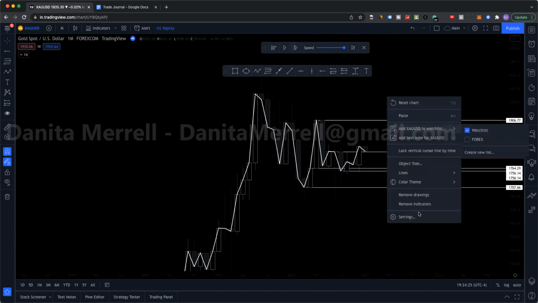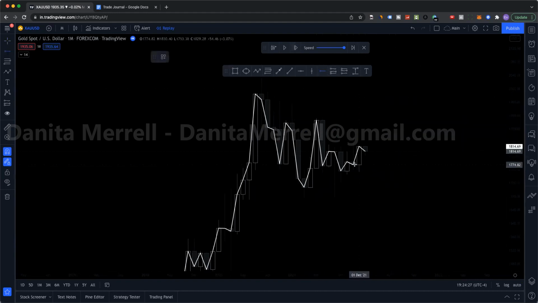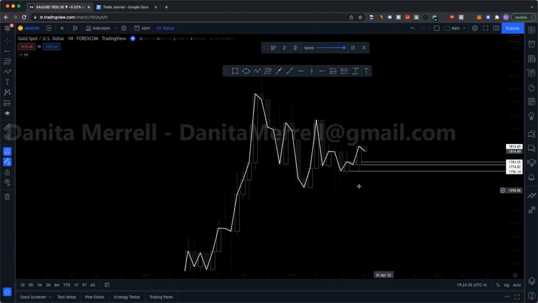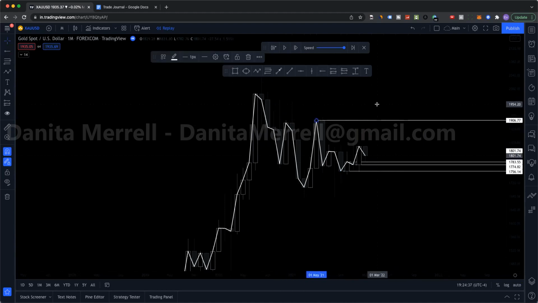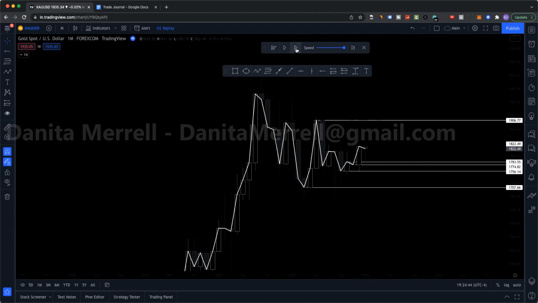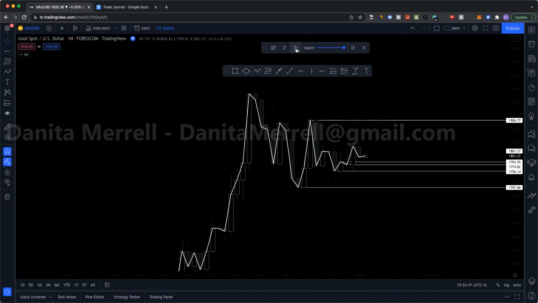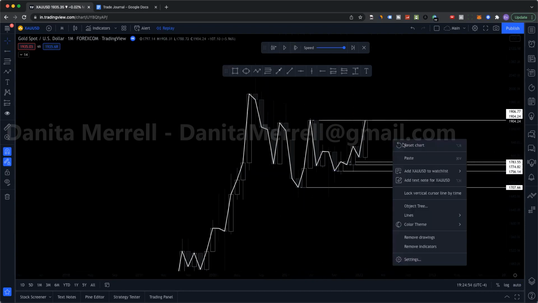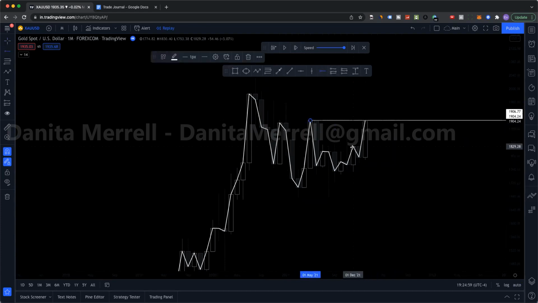Okay, let me remove these and we'll just keep doing that. Support, support, support. Okay, see how price comes down to it. What is it trying to find? Resistance. So we have these levels of support, and then we have one final level of support. Okay, now it's finding resistance. Resistance, support, support.